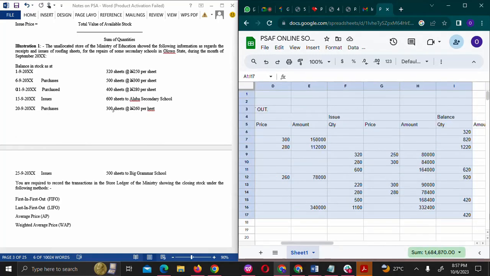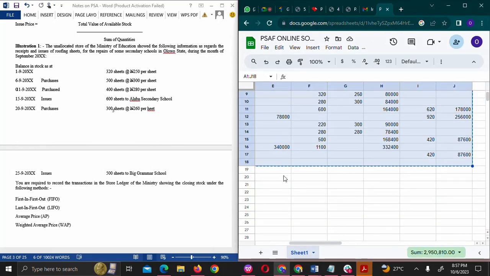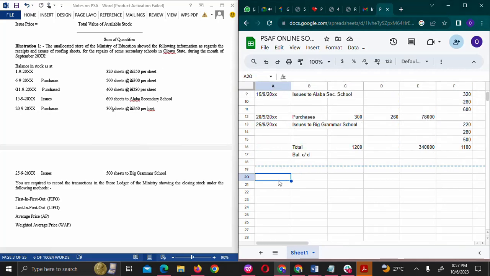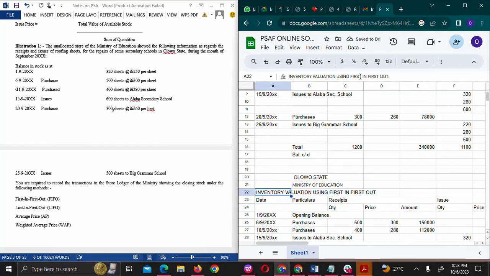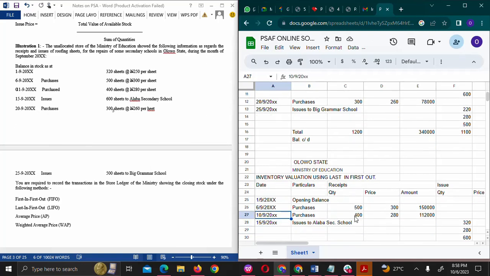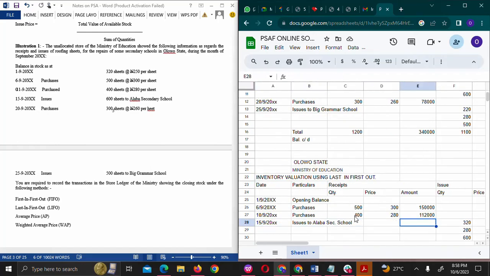So let me then use, it's just that it will be hard for me to assume that everybody knows this approach. So I want to now do the last in, first out approach, right? For the last in, first out approach, nothing is wrong with your opening balance. Your purchases is going to be the same thing, right? All your purchases. But where the difference is going to be will be the issues, right? So let me just, are we on the same page, please?